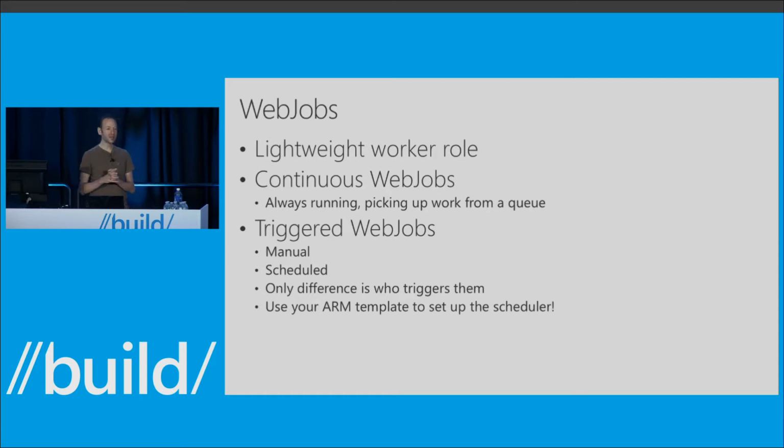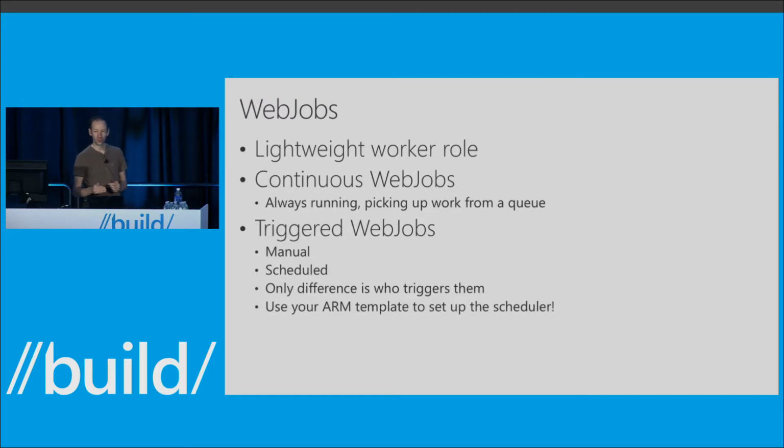And there's two main categories of worker job: continuous jobs, which run all the time and typically pick up work from a queue and are always kind of running in some form of loop. And then there is triggered job. Triggered jobs are jobs that don't run until somebody tells them to. And within triggered job, there is kind of two subcategories.